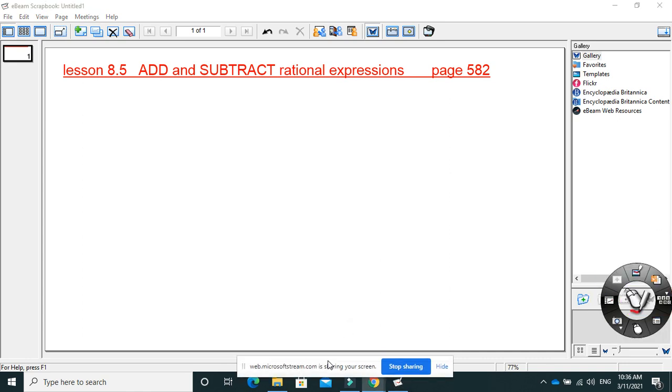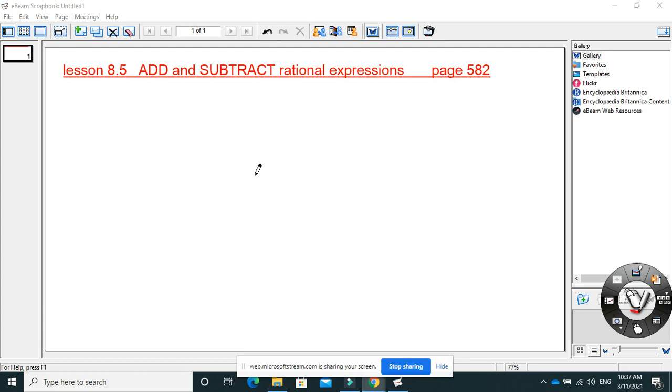Now we will do this lesson, add and subtract rational expressions. We already did multiply and divide. We have the same idea linked to factorizing and defining the denominator, but we have something special here to know. I have two different fractional expressions.